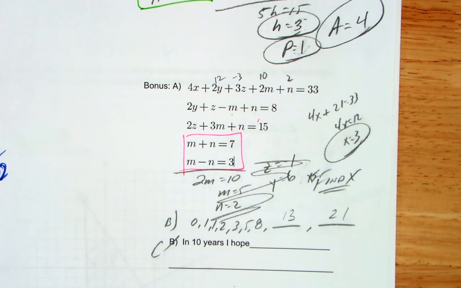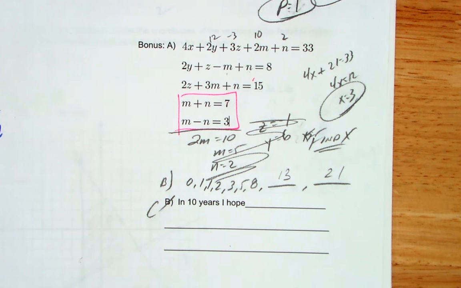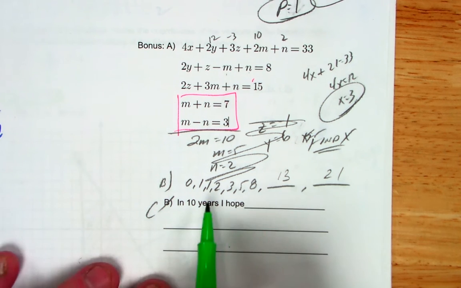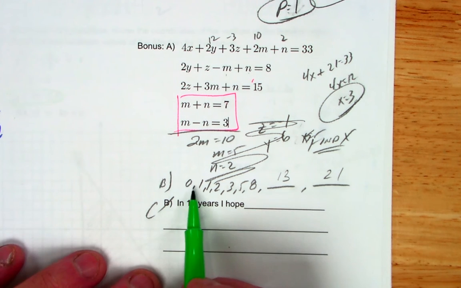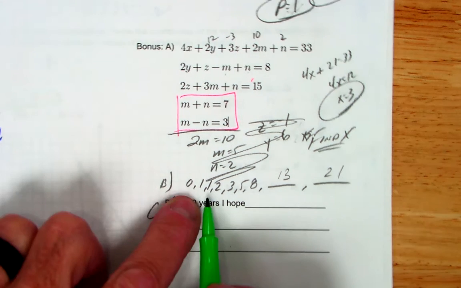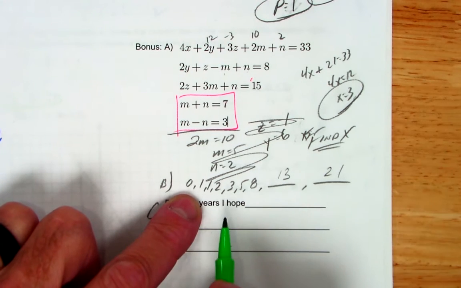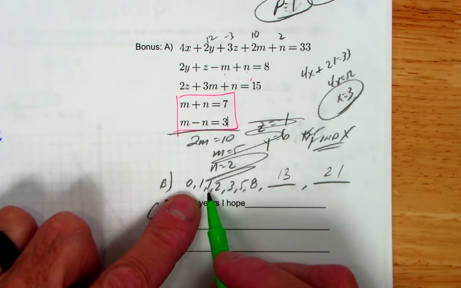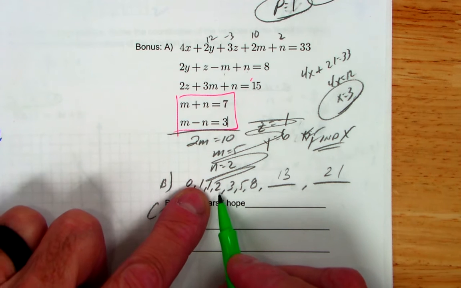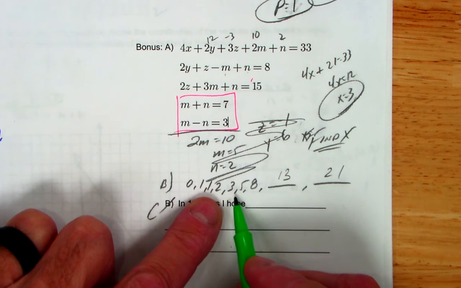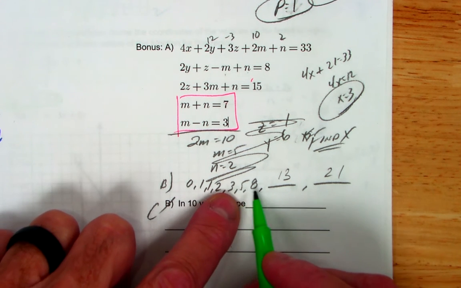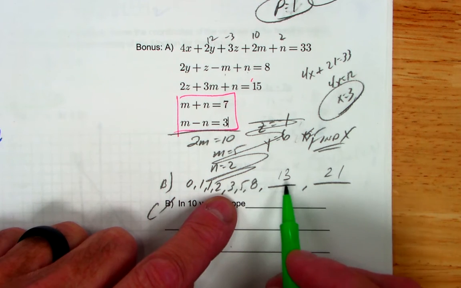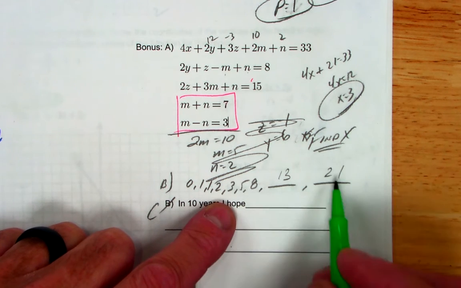Okay? So, bonus B, I threw an extra one in there from when I first wrote it. 0, 1. The way you get your next term is to add the 2 previous. 0 plus 1 gives me 1. 1 plus 1 gives me 2. 1 plus 2 gives me 3. 2 plus 3 gives me 5. 3 plus 5 gives me 8. So 5 plus 8 gives me 13. 8 plus 13 gives me 21.